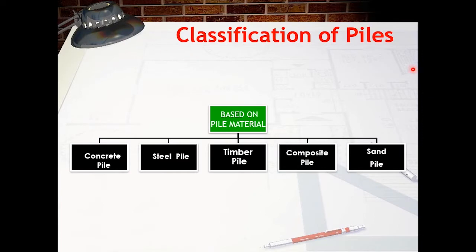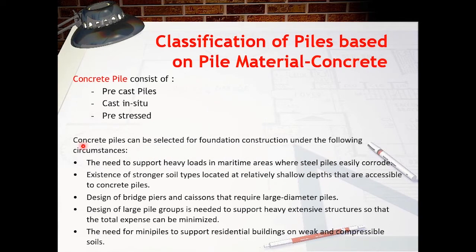Next classification of piles we have based on pile material. First we have concrete, steel, timber, composite or sand pile. Concrete pile consists of precast, cast in situ or pre-stressed concrete pile. Concrete pile can be selected for foundation construction under the following circumstances. The need to support heavy loads in maritime area where steel piles are easily corroded.